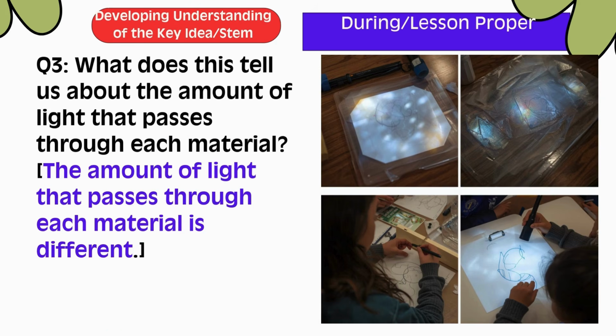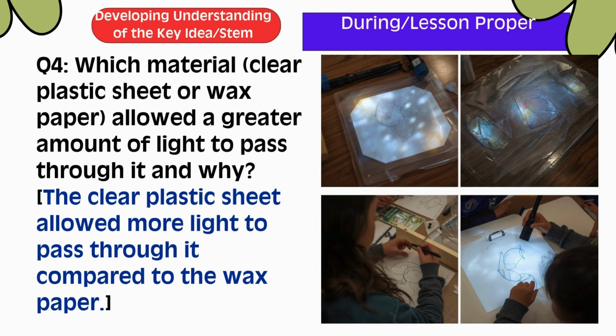Question 3. What does this tell us about the amount of the light that passes through each material? The amount of light that passes through each material is different. Question 4. Which material allowed a greater amount of light to pass through it and why? The clear plastic sheet allowed more light to pass through it compared to the wax paper.